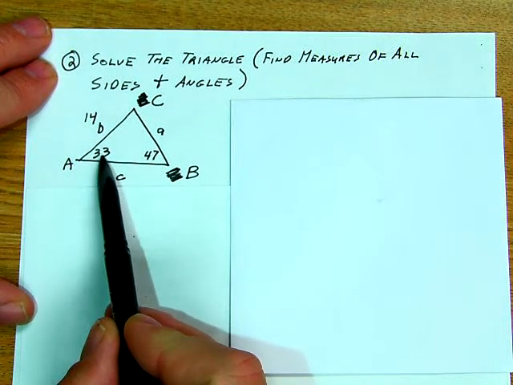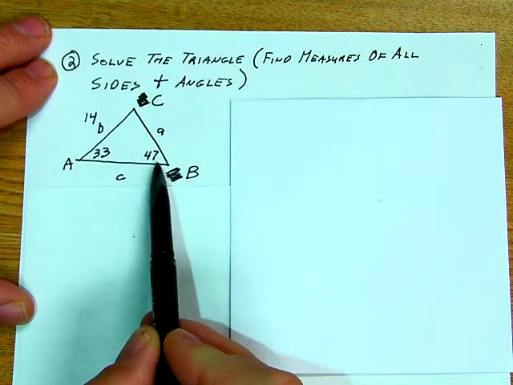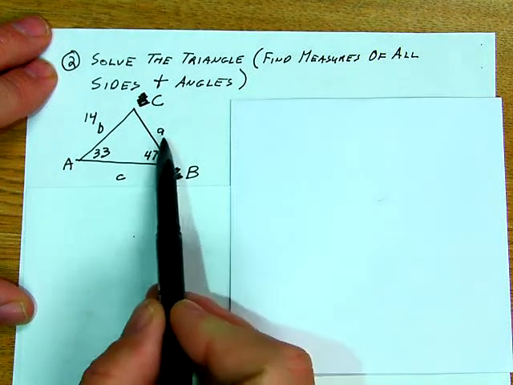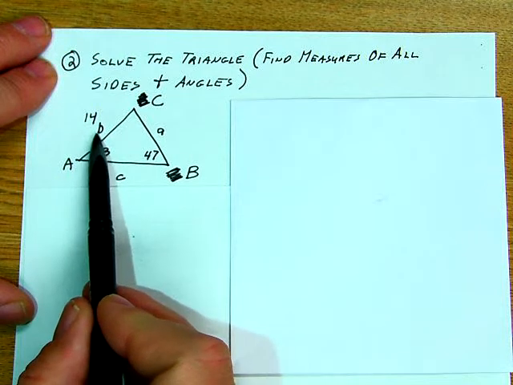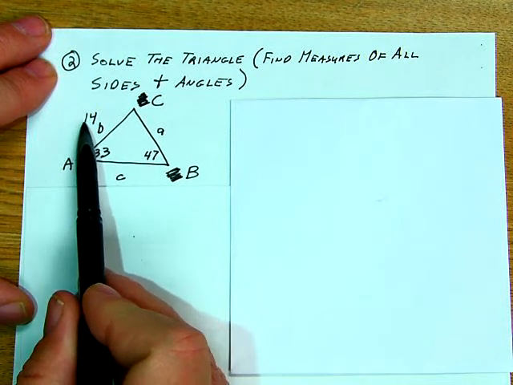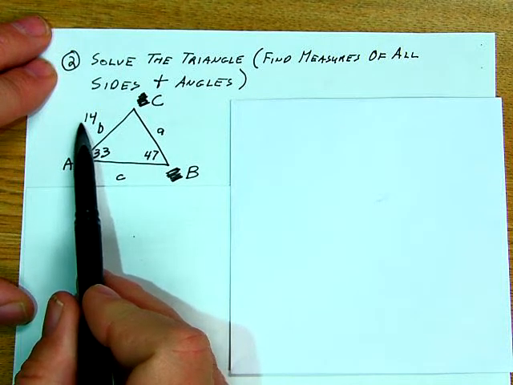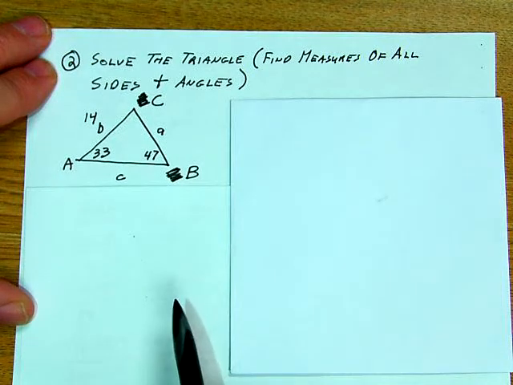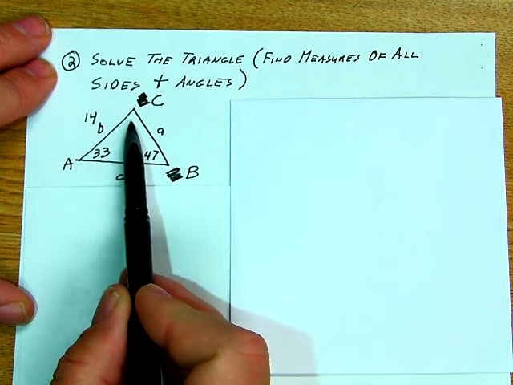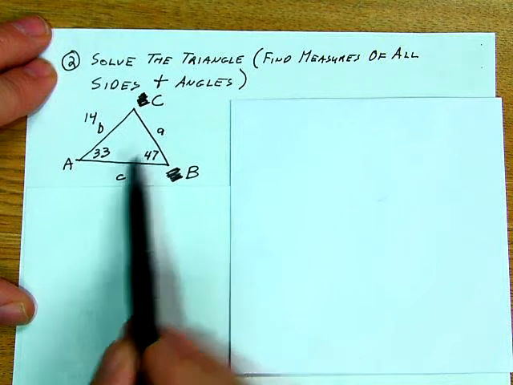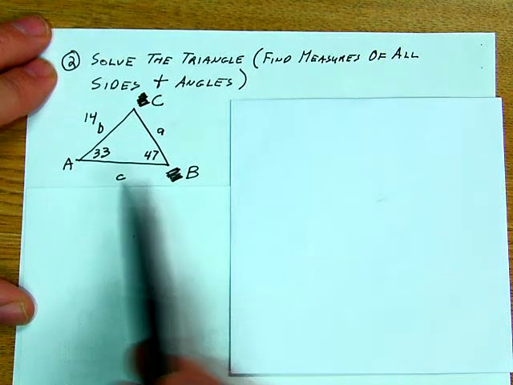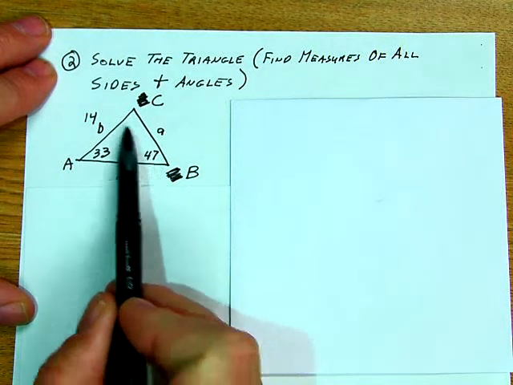We're given that angle A is 33, angle B is 47. We're not given C or A, which are the side lengths, but we are given that side B is 14. So what does that leave us to solve? We need to solve the measure of angle C, and then how long this side is A, and how long this side is C.